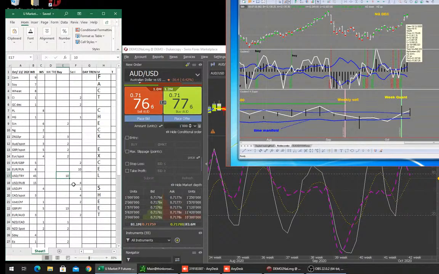Ooh, what do we got here? Matrix says dollar rand. So South African rand, that is another one in lots of trouble. Great possibility for it to make a new high around 120 by Christmas. Ooh, let's check that out.